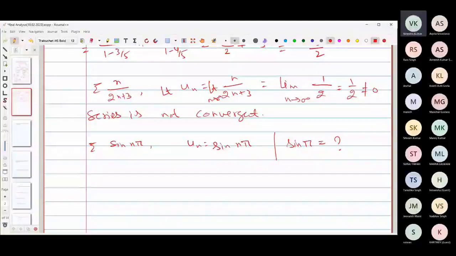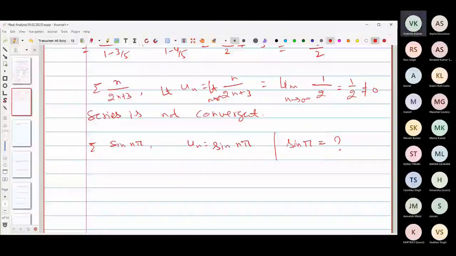And sine 2 pi? Sine 3 pi? 0, sir. Every term will be 0? Are you sure about this? Yes, sir. Okay, then every term is 0. So in this case, this series becomes 0 plus 0 plus 0 plus dot dot dot. So the sum is ultimately 0. So this is convergent.